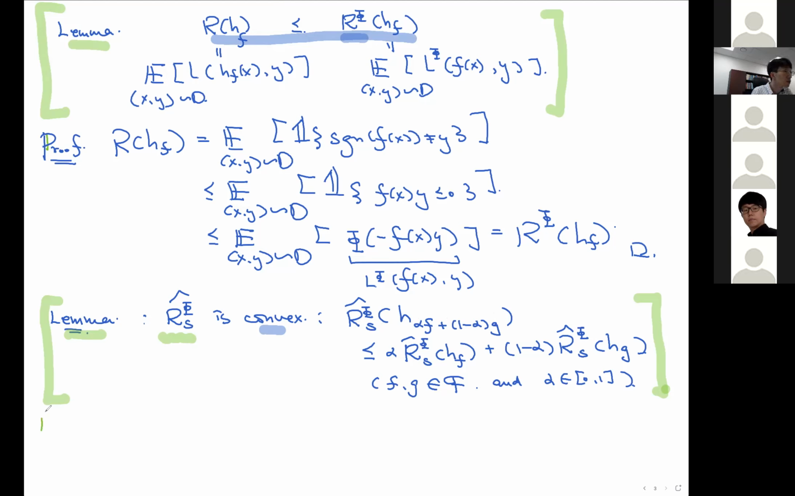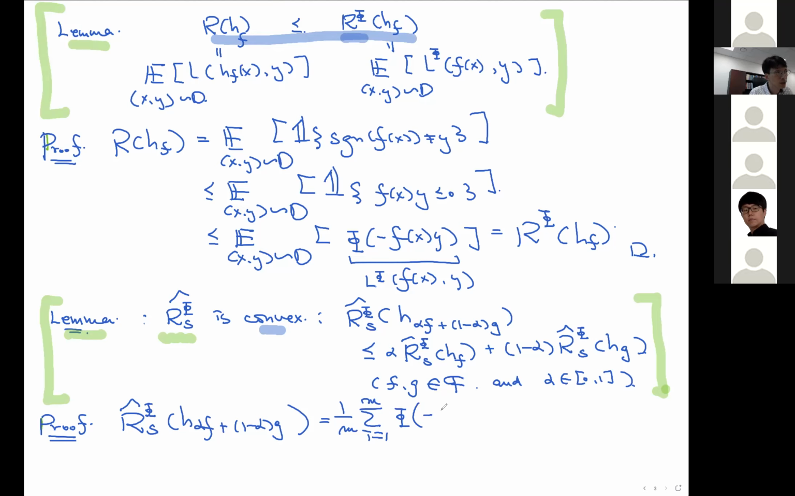Then the proof is again quite easy. We can use the convexity assumption of phi. We have R phi S of h, with f and 1 minus alpha g. That is the same as 1 over m, sum over i equals 1 through m. If we expand the definition of the new loss, it's just phi applied to minus yi times h of alpha f xi plus 1 minus alpha g xi.